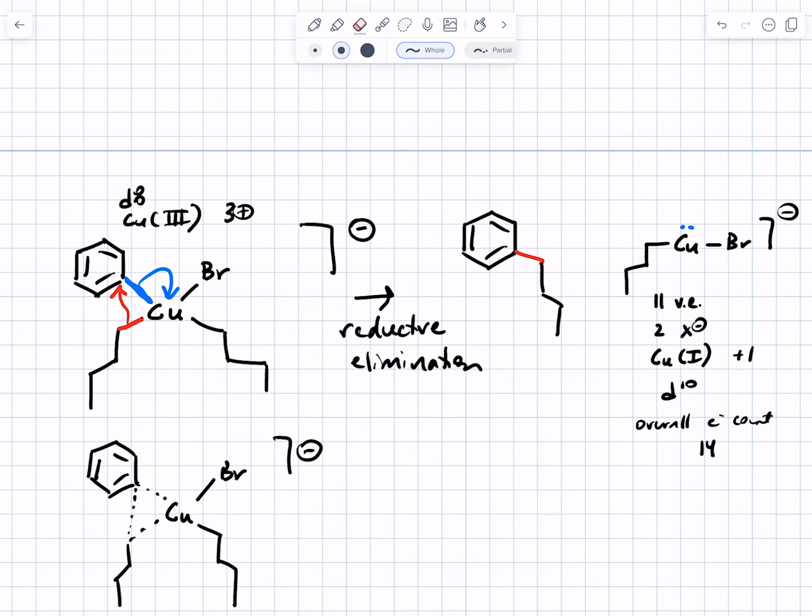We don't typically draw lone pairs on the metal. Instead, we do this math here to keep track of things. So oxidative addition, reductive elimination allows us to make new carbon-carbon bonds. And this is a pattern that's going to repeat in different reactions that we do. Questions? Yes? Does the bracket cover just the CuBr?